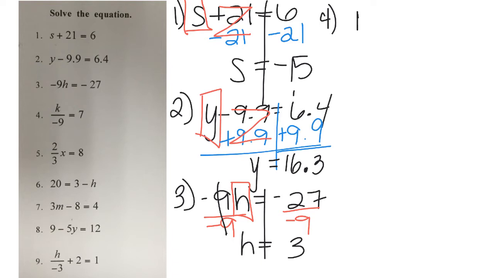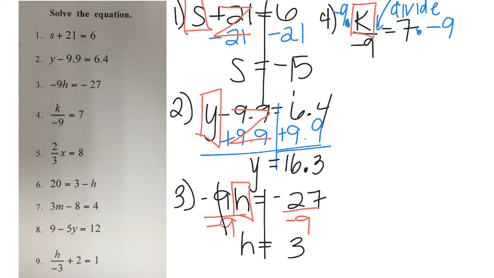Number 4 is k divided by negative 9 equals 7. Now again, our goal is to get k by itself. So I need to undo the division. Remember that this means divide, and the opposite of divide is multiply. So I'm going to multiply both sides by negative 9. 9 divided by 9 is 1. So I get 1k equals, opposite signs when I'm multiplying and dividing are negative, and 7 times 9 is 63.